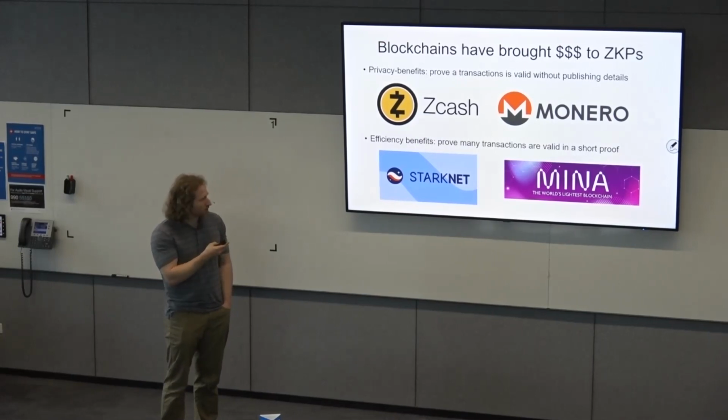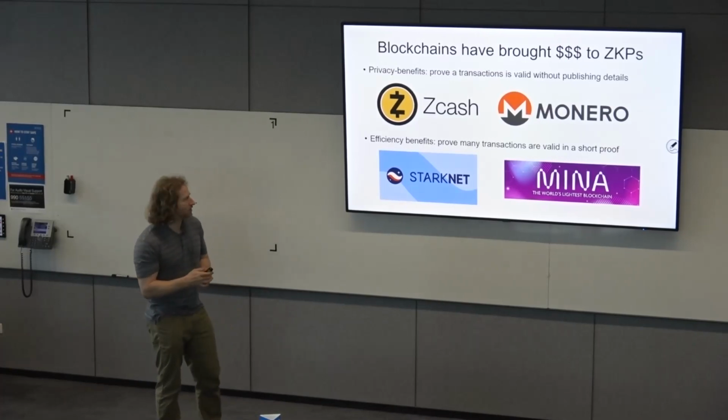So there are some other blockchain projects that use the same tools just to get efficiency, to prove that a lot of transactions are all correct, and then produce a short proof on the blockchain, rather than having to prove every individual transaction is correct. The blockchain space is still driving a lot of the advances in zero knowledge.